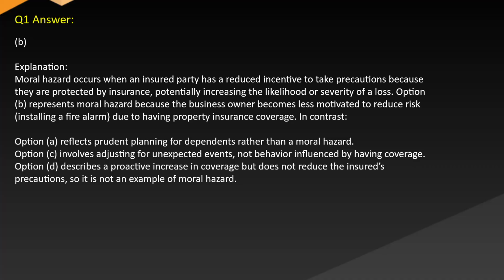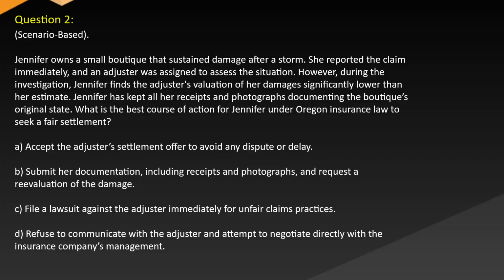In contrast, Option A reflects prudent planning for dependents rather than a moral hazard. Option C involves adjusting for unexpected events, not behavior influenced by having coverage. Option D describes a proactive increase in coverage but does not reduce the insured's precautions, so it is not an example of moral hazard.